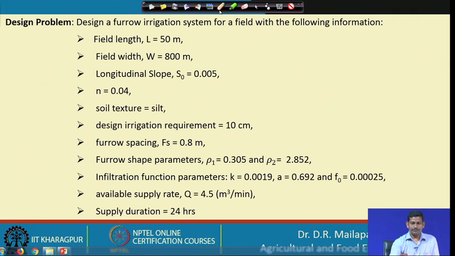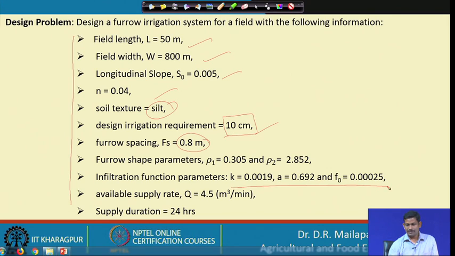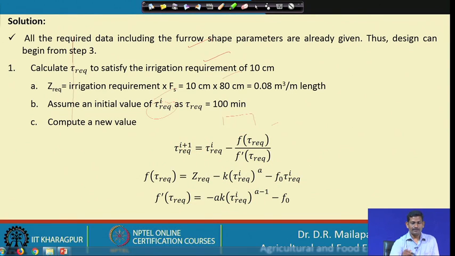These are the parameters explained before. These parameters are required for designing purposes: soil type and furrow spacing, the Z required is given, the infiltration parameters rho 1 and rho 2, the supply duration and the total available supply Q is given. So, with these parameters let us design the irrigation system. Okay. As I said, the first thing is to find out what is tau required by knowing the Z required.